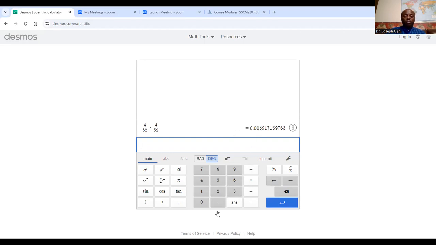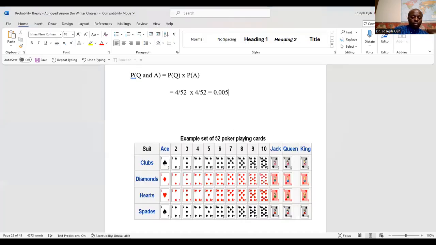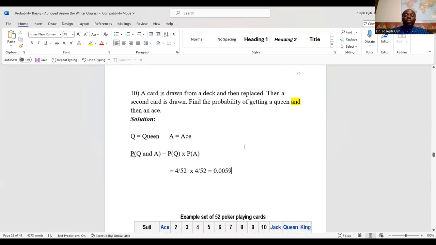0.0059. So the probability of getting a queen and an ace is 0.0059. Normally, the way they do the drawing, you draw the first card, then replace it before you draw the second card. So the required probability is 0.0059. Any question on this one? Any question?